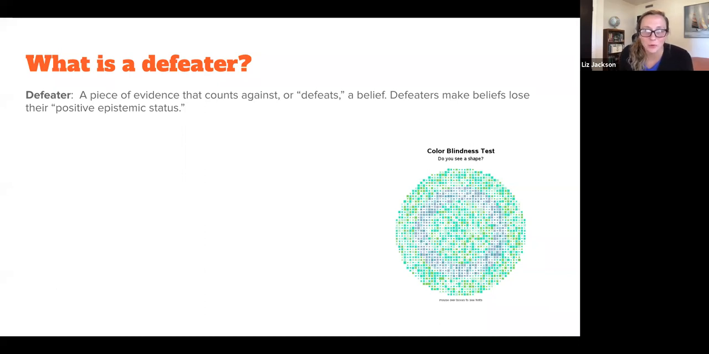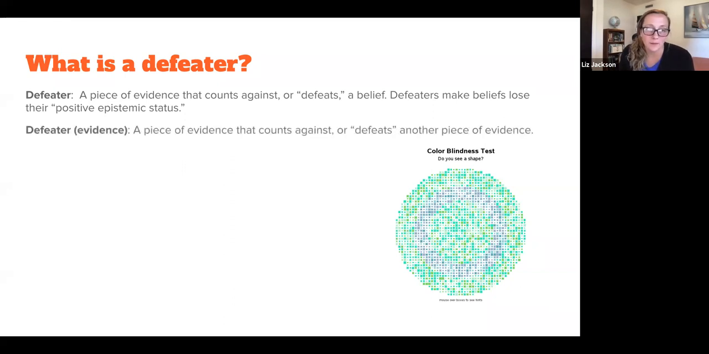Whether that's being supported by your evidence, or being the thing that is rational to hold, or being the thing that if you're functioning correctly, you'll believe. The reason we say positive epistemic status is we're giving a general description of what defeaters can do. We don't necessarily have to cash it out in terms of evidence, but that's a common way to think about it.